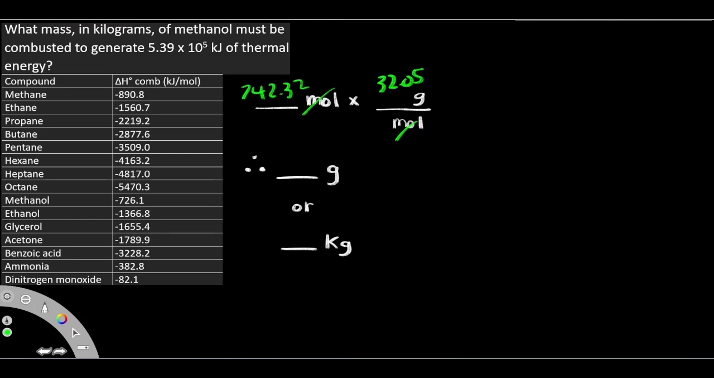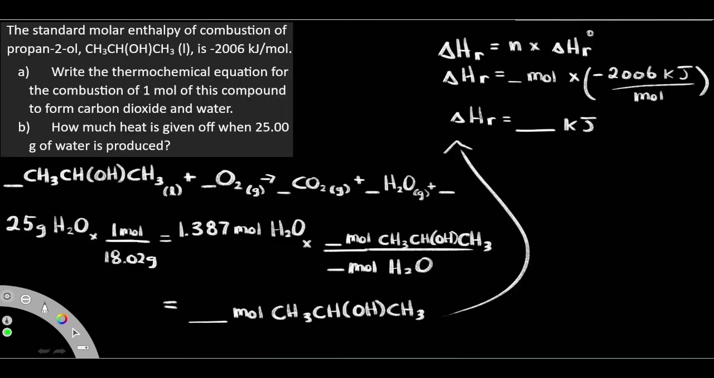You end up getting 23,791 grams. You can backtrack this so that you end up getting 0.791 kilograms. Next question here, we have to find the thermochem equation. Well, I've already started it here. I've made the unbalanced chem equation.